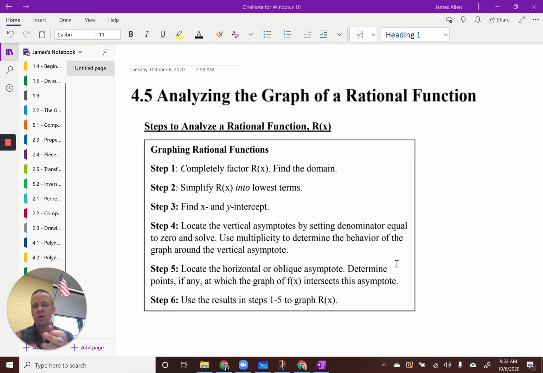Awesome. Asymptotes, holes, intercepts, that's the big deal right there, right? So if you want to jot this down, feel free to pause the video if you haven't done so already. Jot it down, hit play, and keep it moving and grooving.